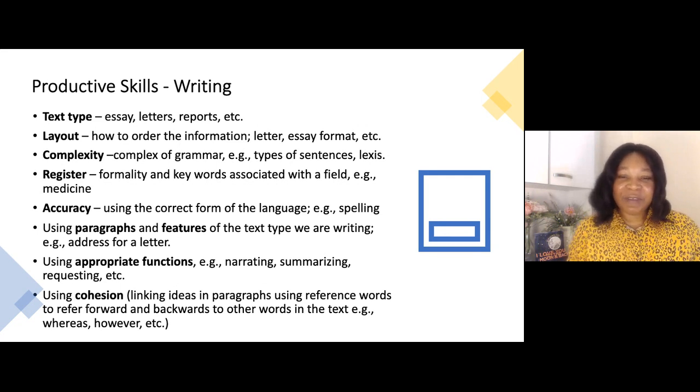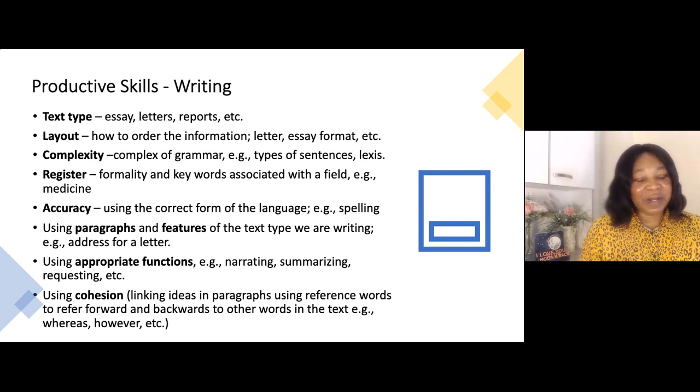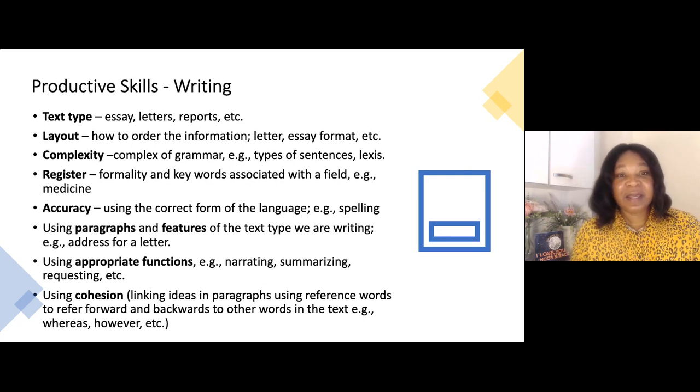What is the layout of a letter? What's the layout of an essay? What does a menu look like? What does a diary look like? Using authentic text. That's real life text.